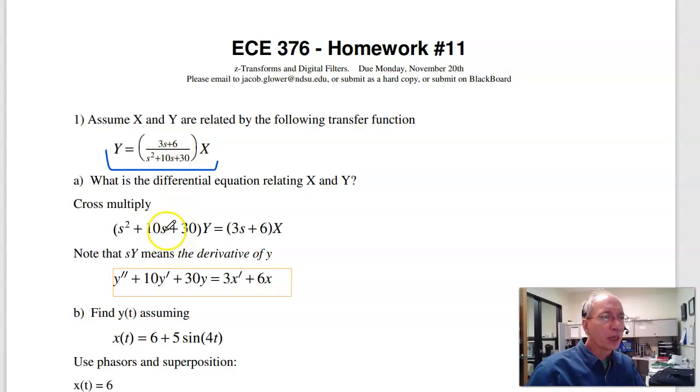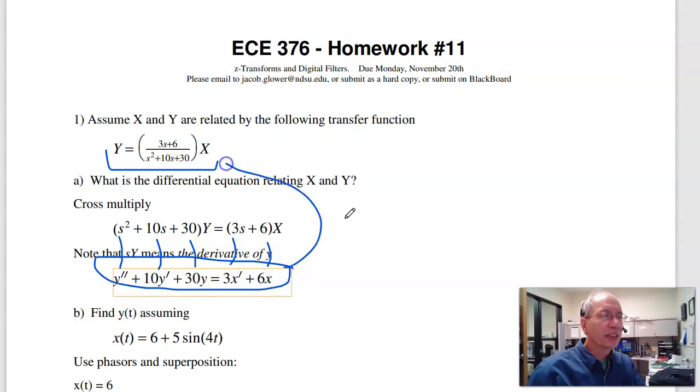If I cross multiply and then note that s means derivative, then what I get is the second derivative of y plus 10 times the first derivative plus 30 times y is 3 times the derivative of x plus 6x. So this differential equation is the same thing as that transfer function. Just a different way of writing it. So anytime you see a transfer function in S, think differential equation.